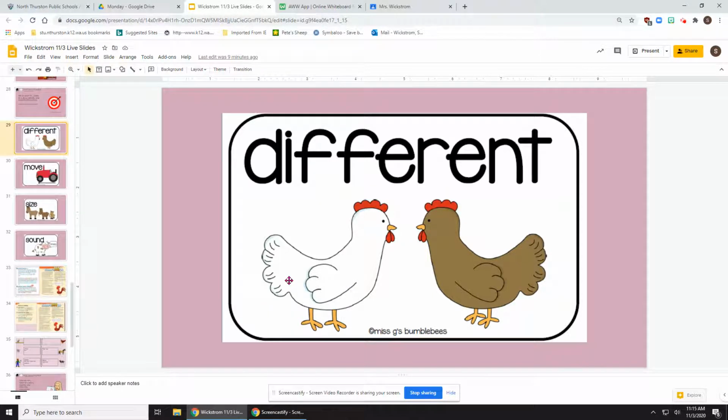A pencil is different from a marker. A pencil and marker, they both write, but they're different. They are different things to write with.